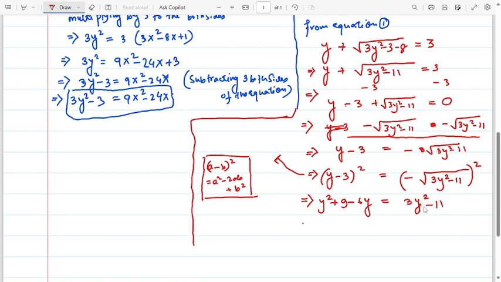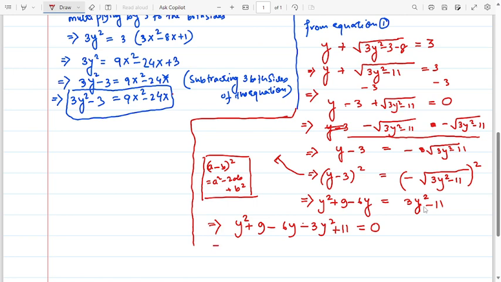Okay. So now we are grouping the terms. What we will do? All the terms on the right side, we need to switch to the left side. So this will become y square plus 9 minus 6y minus 3y square. Why minus 3y square? Because here 3y square is positive, and if we switch the side it will become negative. Here we have minus 11, so if we switch the side it will come plus 11. And there is no term on the right hand side, so it will be 0.